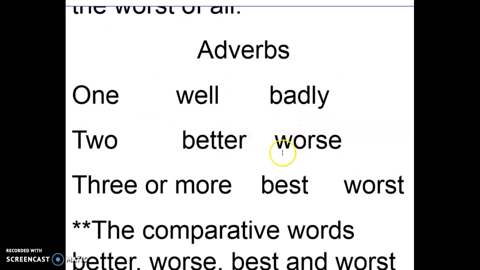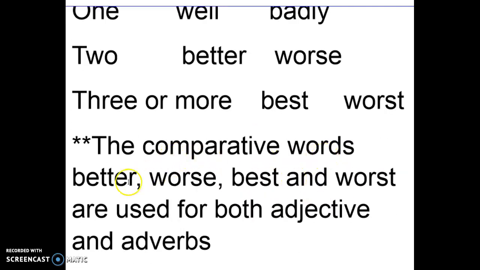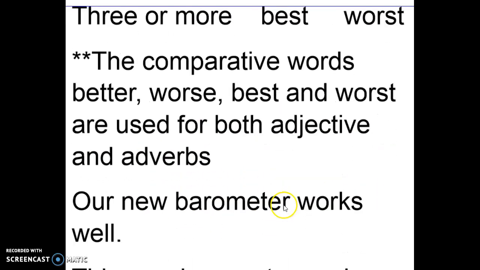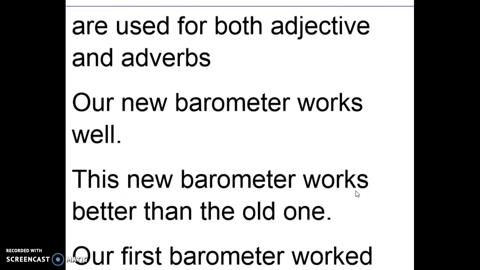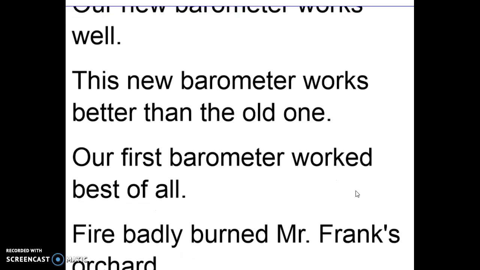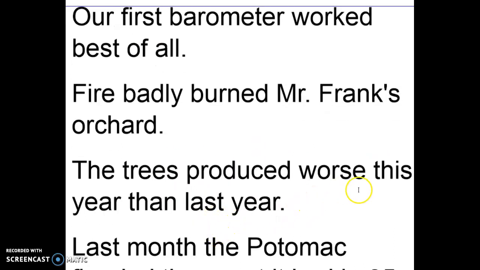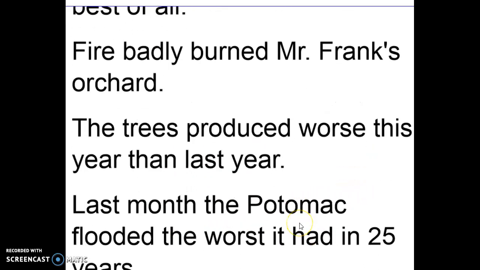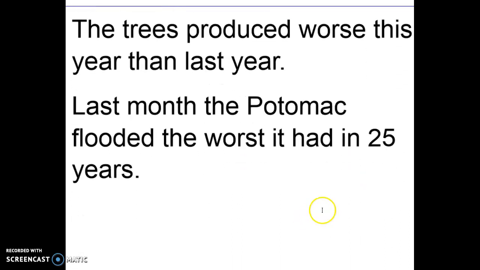Two, better and worse. Three or more, best and worst. The comparative words better, worse, best, and worst are used for both adjectives and adverbs. Our new barometer works well. The new barometer works better than the old one. Our first barometer worked best of all. Fire badly burned Mr. Frank's orchard. The trees produced worse this year than last year. Last month, the Potomac flooded the worst it had in 25 years.